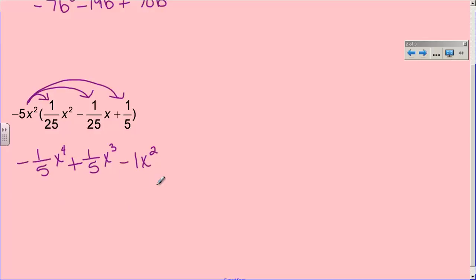So here is my simplified expression. I can't put anything together because I have an x to the fourth, an x to the third, and x squared. You can't do anything. If you wanted to get really technical, it is in the proper order. You could talk about the degree. This is a 4th degree polynomial because your biggest exponent is a 4, but that's not really something you're going to have to know in order to do your homework tomorrow. You are simplified.